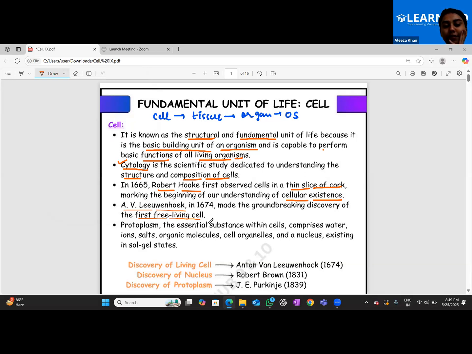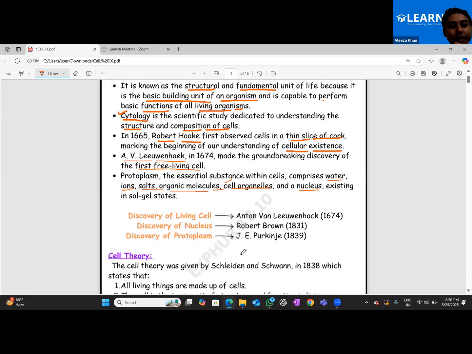Now, what is protoplasm? The substances present within the cells, like water, ions, salts, organic molecules, cell organelles, and the nucleus, all combine to form the protoplasm. We'll talk about the cell organelles in further slides. So these are the names of a few scientists. Discovery of the living cell by Anton van Leeuwenhoek. Discovery of the nucleus by Robert Brown. Discovery of the protoplasm by J. Purkinje. And Robert Hooke described the existence of cells.